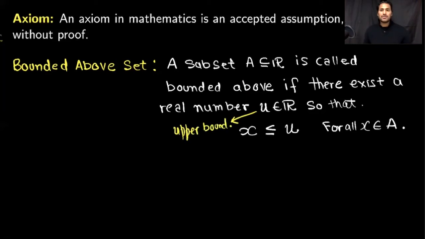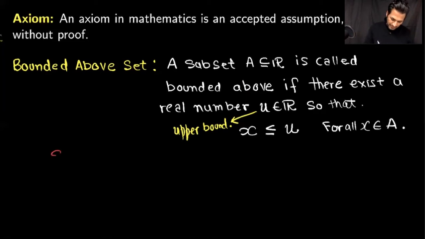Upper bound of the set. And that set A is called the bounded above set if we can find a real number u so that all the elements of that set are less than or equal to that u. So let me give you a few examples.